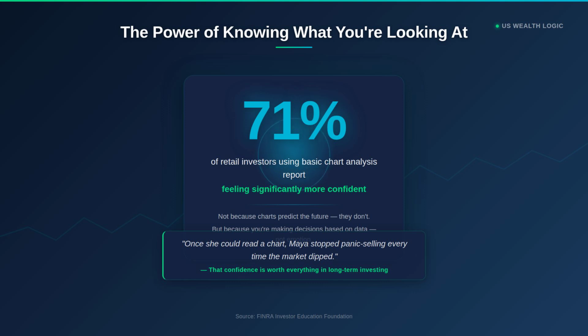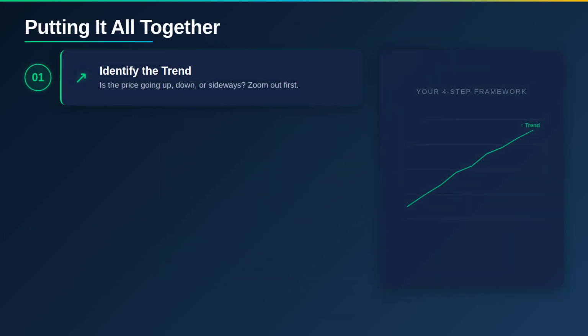Maya told me that once she could read a chart, she stopped panic selling every time the market dipped. That shift in confidence is worth everything when it comes to long-term investing.